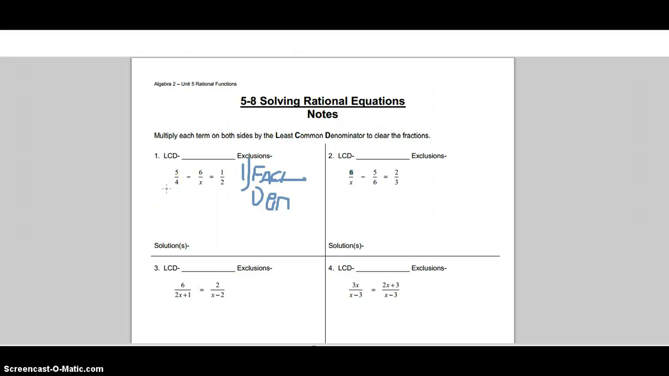Okay, so clearly here we can't factor the denominator. There's nothing we can factor. So let's move on to rule number 2. Rule number 2 is find the common denominator. Sorry, my handwriting's really bad.